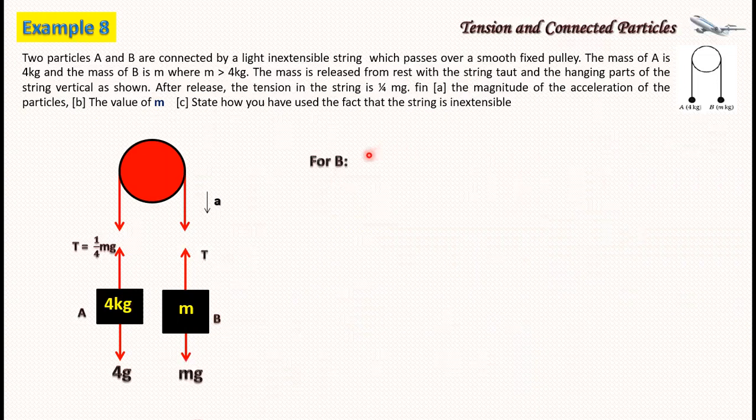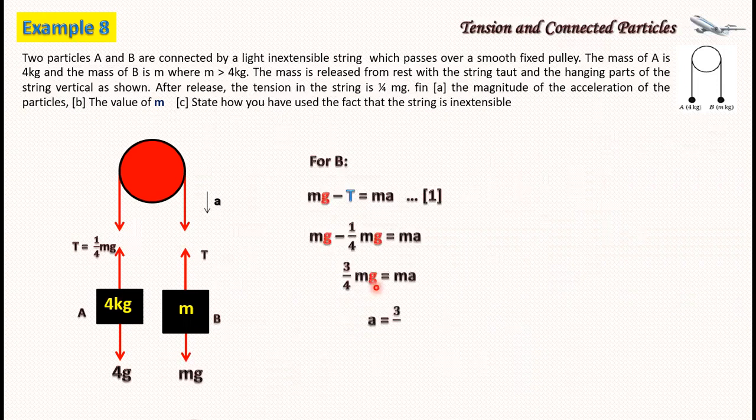Okay, so for the particle B, we have Mg in the direction downwards, so Mg minus tension should be equal to the mass times the acceleration. So Mg minus 1/4 Mg, because the tension is 1/4 Mg, should equal Ma. All the M's cancel out, and we'll be left with g minus 1/4 g, which is 3/4 g, equal to a. So a is equal to 3/4 g.